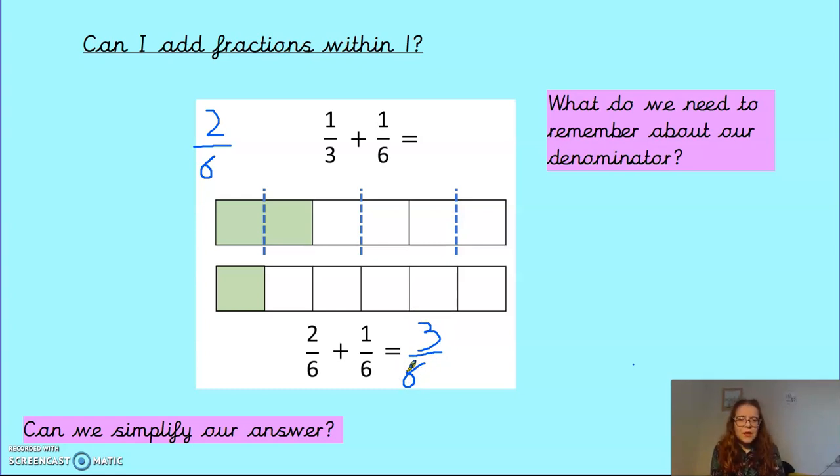Now, can we simplify that down? What do you think? Is there a number that we can divide both by? What's the biggest number we can divide both 3 and 6 by? Yeah, we can divide them by 3. So our numerator is 3 divided by 3, which gives us 1. And our 6 divided by 3, because we've got to do the same to the top and the bottom, is equal to 2. So 3/6 is the same as 1/2. And we can also see that because 3 is half of 6.